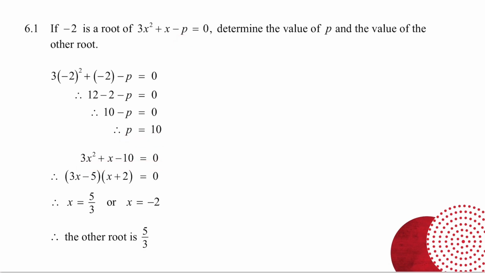equals 0. Factorize the trinomial and get the two values of x. They told you that minus 2 is a root, which means one of your answers must be minus 2. The question asked you for the value of the other root, so the other root is 5/3.